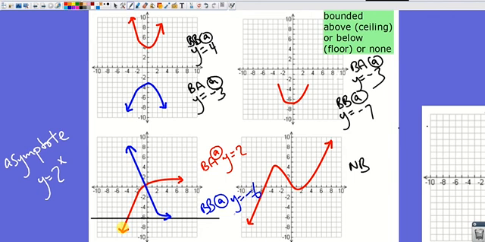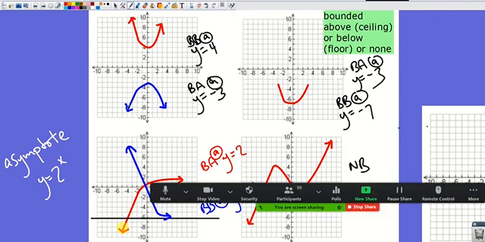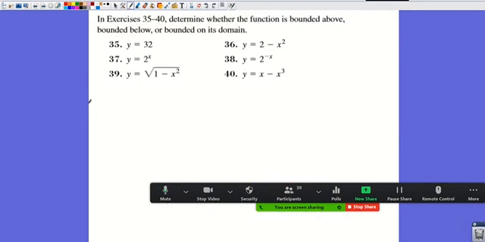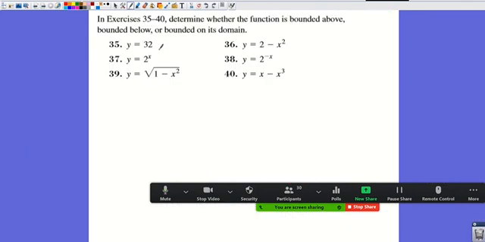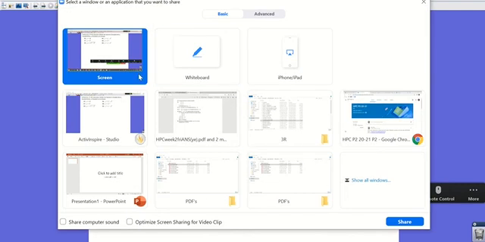All right. I want you to go ahead and do these problems here. Load these up on Desmos and go ahead and tell me whether it's bounded above or bounded below. Desmos is not going to show you the arrowheads here, but it's going to be pretty clear which ones go on forever and which ones don't. So go ahead and do that one right there while I make this video.